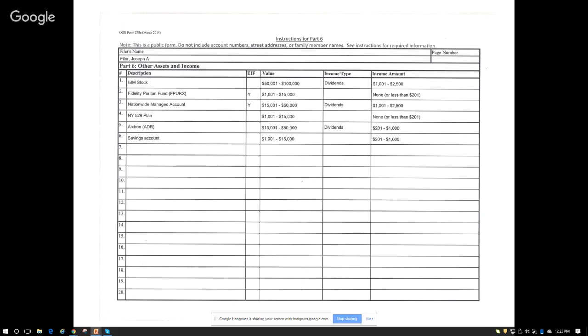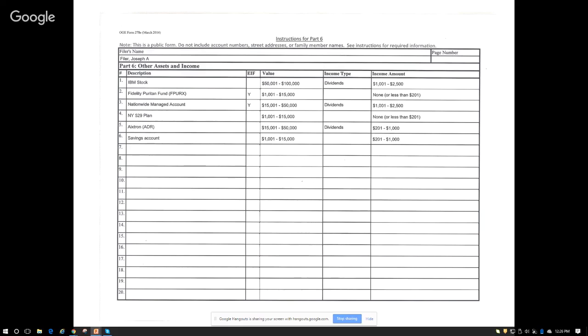OGE has determined that diversified mutual funds are not a potential conflict of interest. However, a sector mutual fund could be, depending on the circumstances. If we are unsure, we need to do some digging, find out what the fund is, and then also take a look at 5 CFR Part 2640, where OGE has guidance on sector mutual funds amongst other holdings.